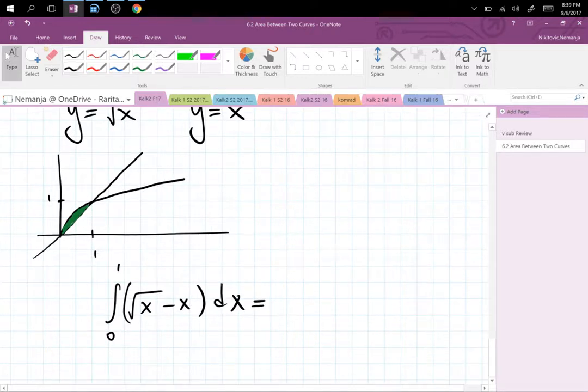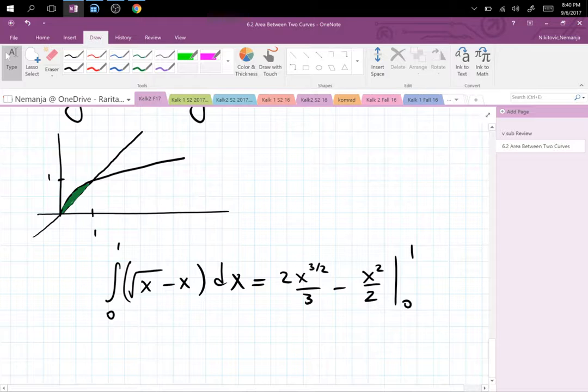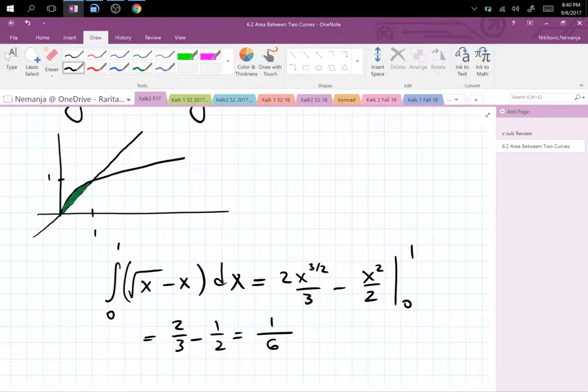dx, which is what? x to the 3 halves divided by 3, put the half up there, minus x squared over 2, computed from 0 to 1. We don't have to worry about 0. So we have 2/3 minus 1/2. The common denominator there is 6, so 4 minus 3, 1/6. It's a very quick problem.